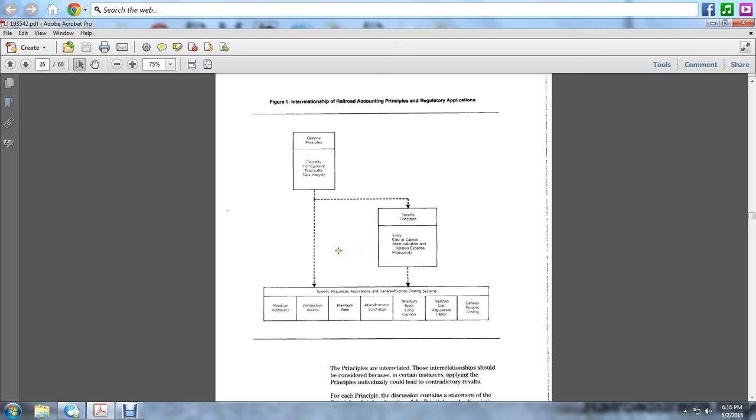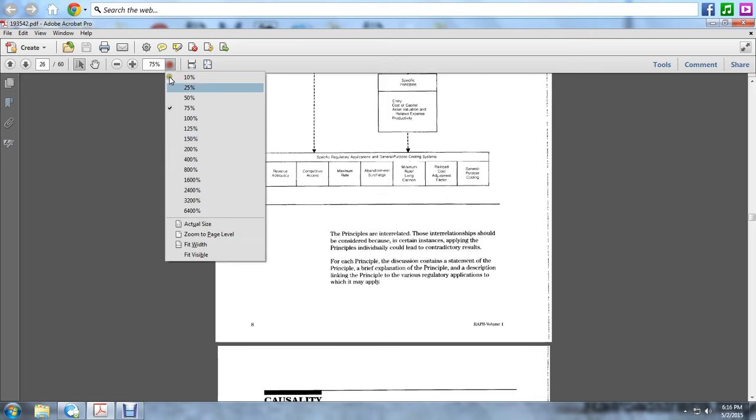Following both general and specific principles, they lead into the regulatory applications of the general purpose costing system, which are revenue adequacy, competitive access, maximum rate, abandonment, surcharge, minimum rate, long-term, railroad cost adjustment factors, and general purpose costing.